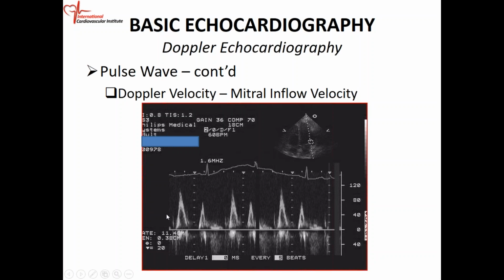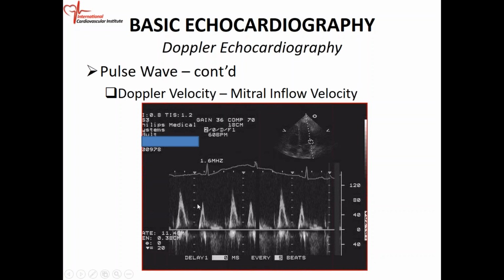The mitral inflow, if you remember, the first aspect of diastole is your IVRT, isovolumic relaxation time or period, and then the mitral valve opens and you have rapid suction of blood across the mitral valve into the left ventricle, giving rise to your E velocity. Then you have a diastasis where you have equalization of pressure between the left ventricle and the left atrium. Then atrial contraction gives you your A velocity. So you have your E velocity and your A velocity.